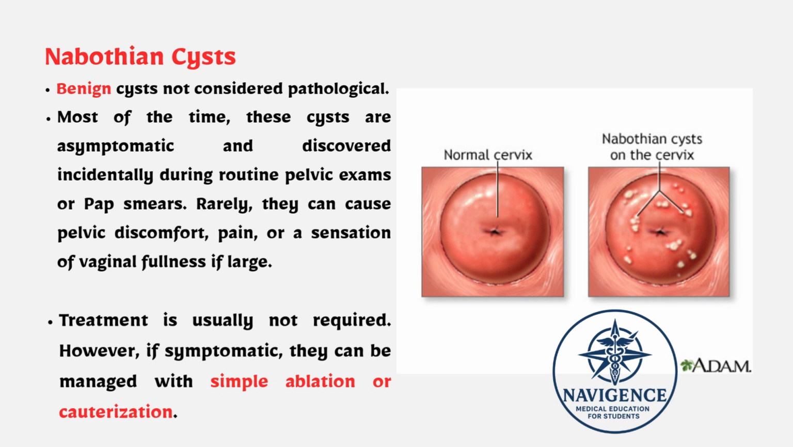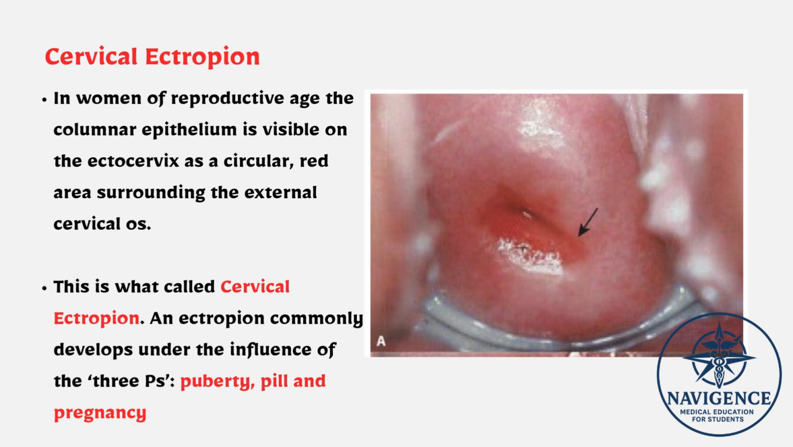Most of the time, these cysts are asymptomatic and discovered incidentally during routine pelvic exams or Pap smears. Rarely, they can cause pelvic discomfort, pain, or a sensation of vaginal fullness if large. Treatment is usually not required. However, if symptomatic, they can be managed with simple ablation or cauterization. Please note, these Nabothian cysts are benign, not precancerous. Their main significance is distinguishing them from pathologic lesions on exams and in clinical practice. In women of reproductive age, the columnar epithelium can sometimes be seen on the ectocervix as a circular, red area around the external cervical os.